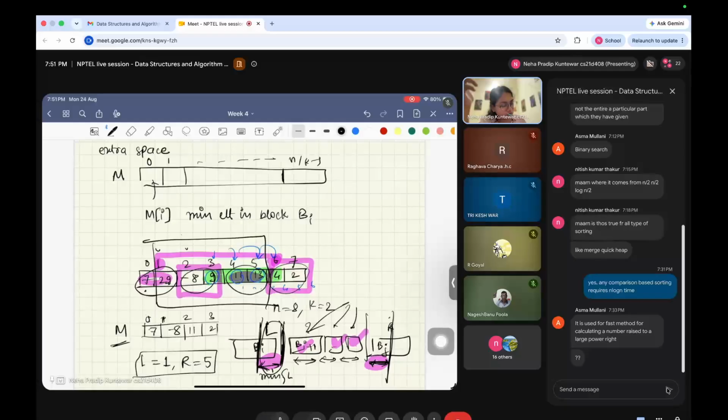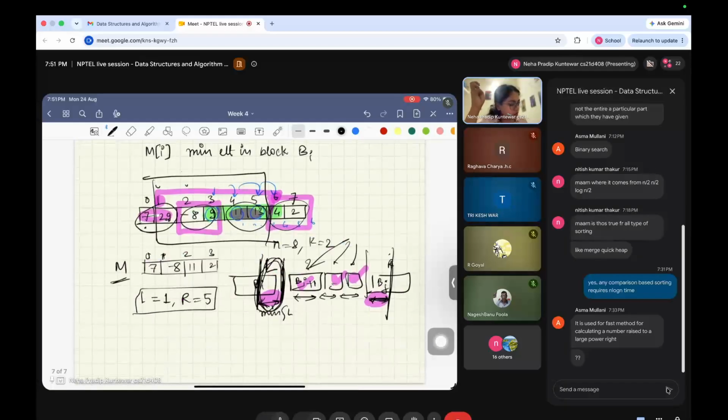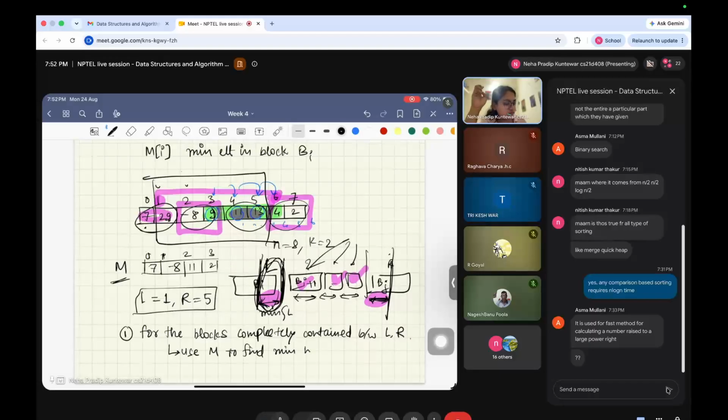And to find, there are two things. One is for the blocks completely contained in between L and R, what you will do is use M to find the minimum within each block. So how many blocks can be there between L and R, like a rough bound?